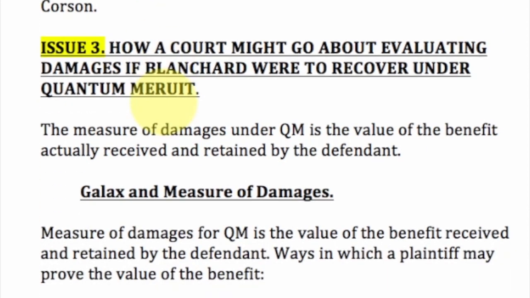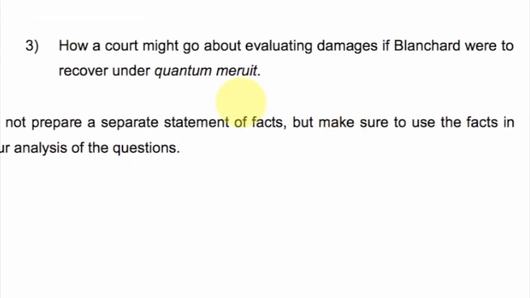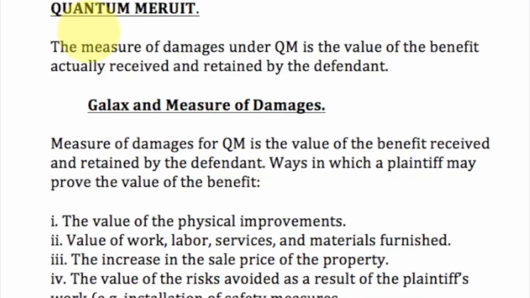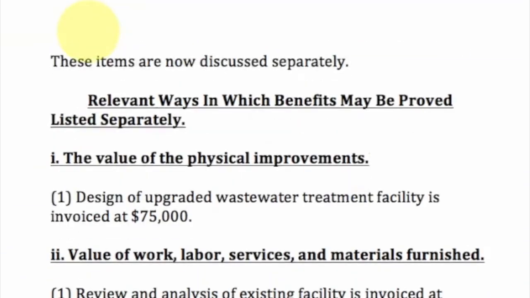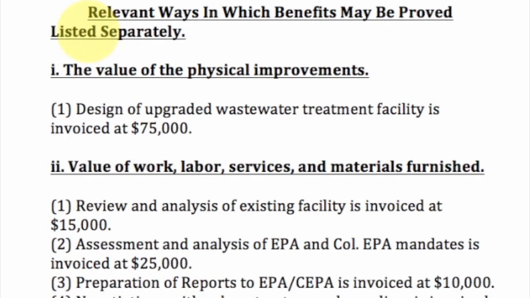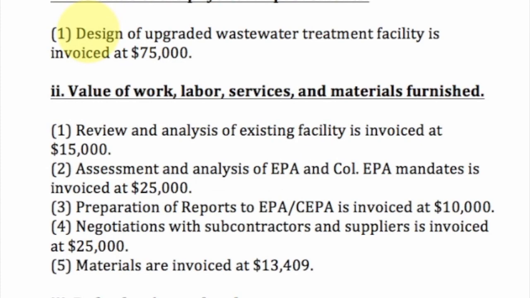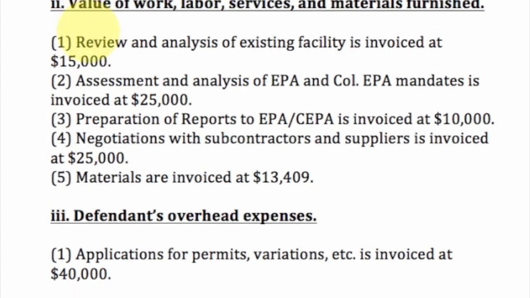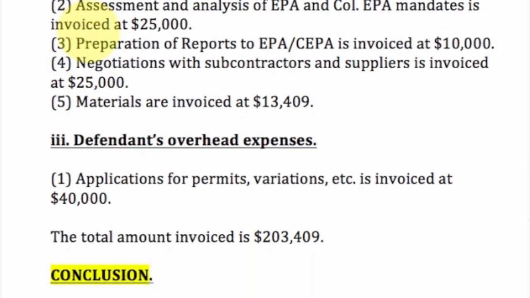Issue number 3. Let's go right down to this. It says how a court might go about evaluating damages if Blanchard were to recover under a quantum merit suit. Okay, and of course, you look at the invoice and the services they provided, and that wasn't difficult to make. I think at this point, you just kind of want to finish up, and time here becomes an issue, right? And of course, state the conclusion. Of course, they would recover. Blanchard, his company, would recover. And the conclusion, it's better for the city to settle.